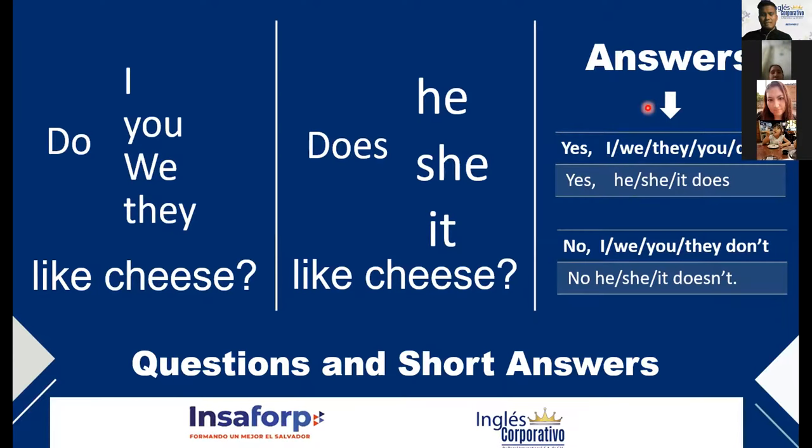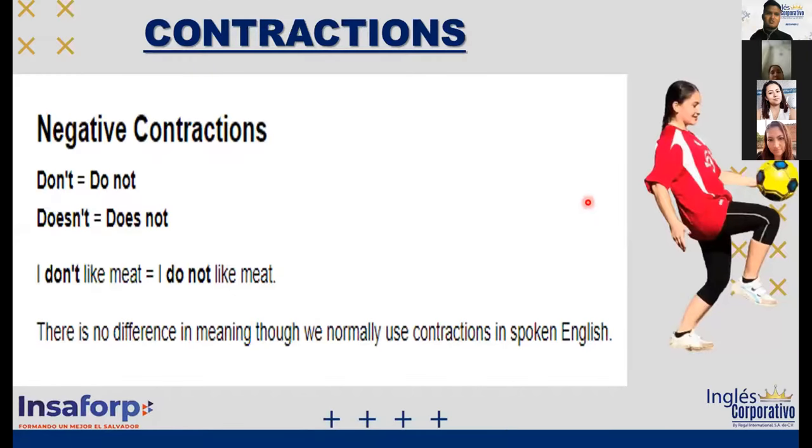Teacher, pregunta. Cuando se hace una pregunta con el do o con el does, se pone primero el do y el do antes que el verbo. Yeah, exactly. For example, here. ¿Cómo lo vamos a hacer? Primero do, luego pronombre, luego verbo y luego complemento. Okay, thank you. That is the structure that we need to follow. So, any other question, guys? No. Okay, let me go to the next.